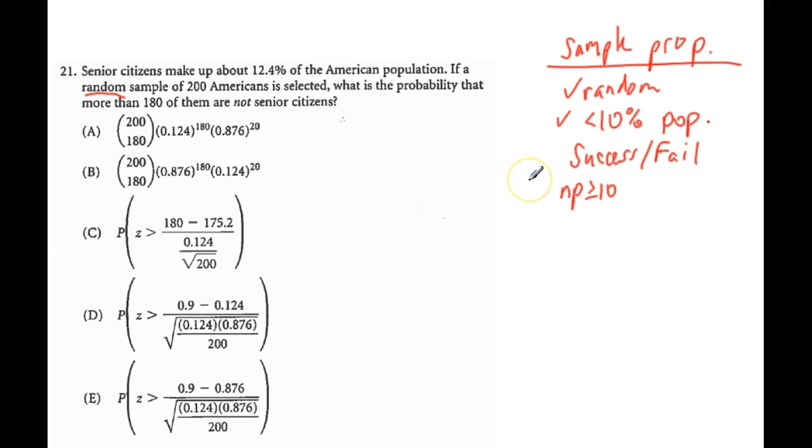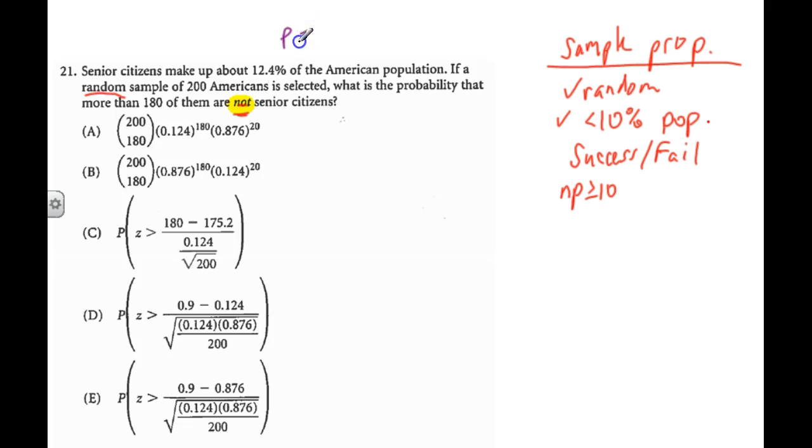So if we look at this, it's an interesting question. First of all, you've got to look at what P is here, because we're trying to find out the probability that 100 are not senior citizens. When you look at this 12.4%, that's not the percentage of non-senior citizens. Senior citizens make up about 12.4%. So I'm going to take the complement of that.